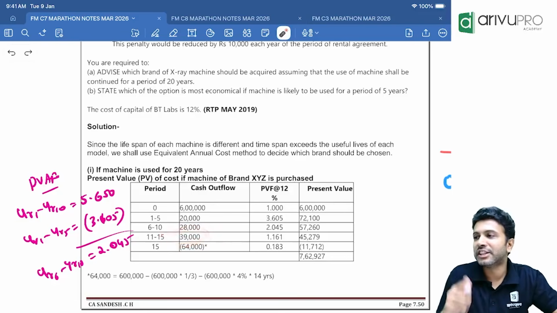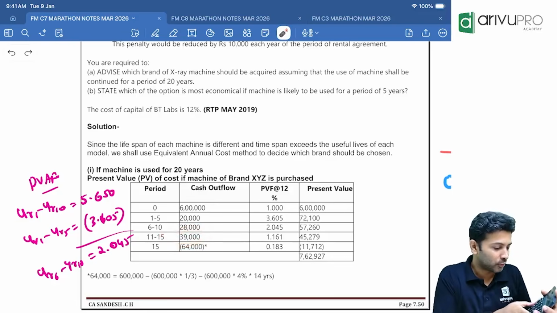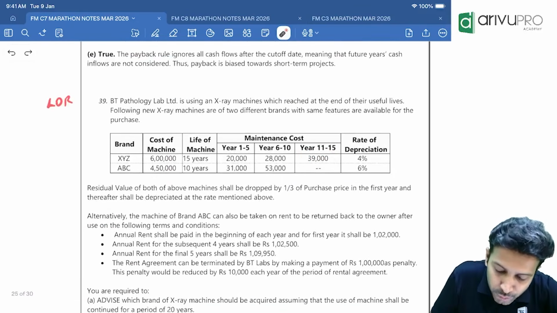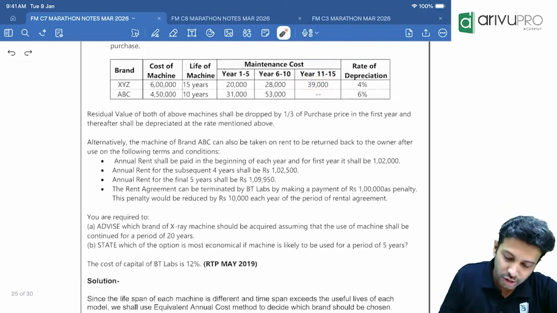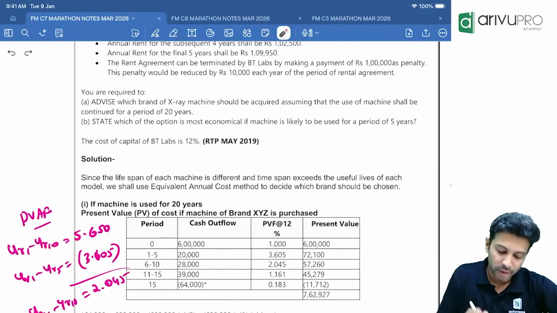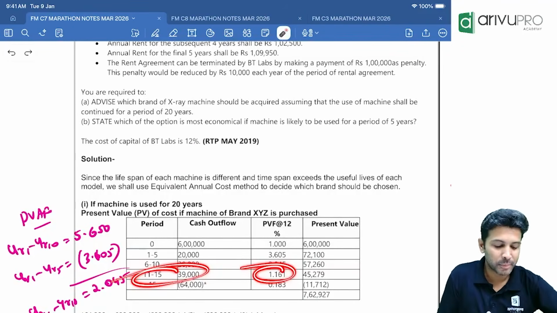Okay, now years 11 to 15. Now you tell me, for 11 to 15, what is the maintenance cost? 39,000. Different every year or the same every year? Same. Now find the PVAF from year 11 to year 15.